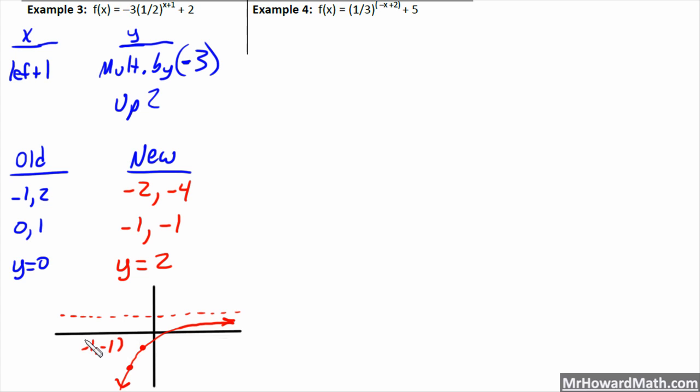Alright, so let's label these points real quick. -1, -1 there, and -2, -4 down here. And then this horizontal asymptote was at a y value of 2. Alright, let's go to example 4.